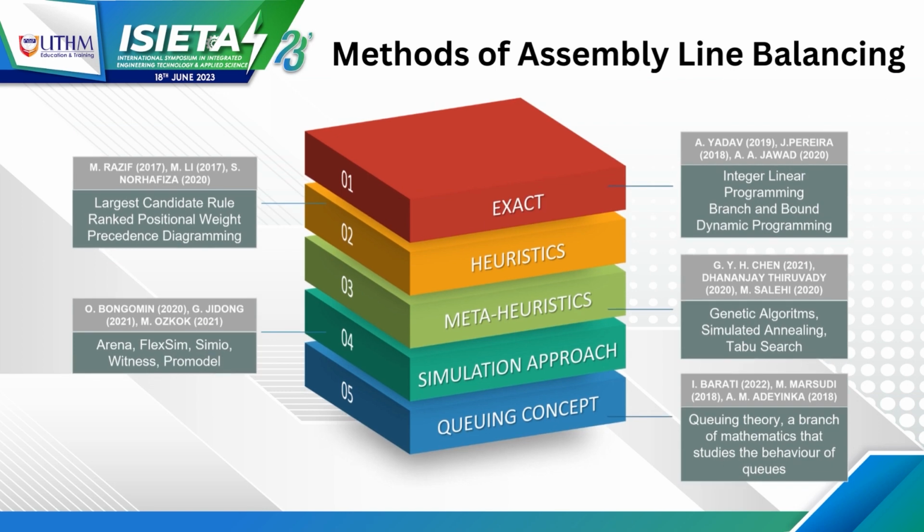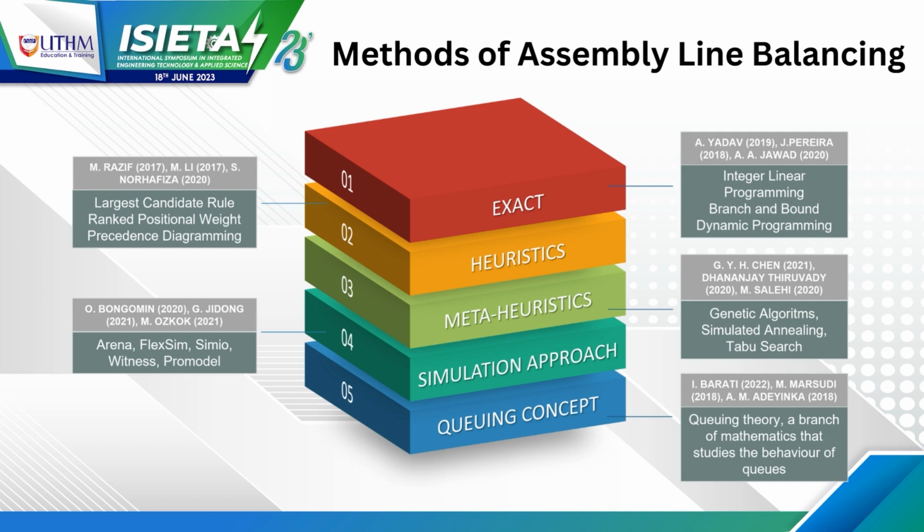There are several methods of assembly line balancing, which are exact method, heuristic method, meta-heuristic method, simulation approaches, and queuing concept method. So, the exact method refers to the mathematical approach with the help of which line balancing problems can be solved exactly and optimally. These methods are based on mathematical models representing the line balancing problem and are solved with algorithms that guarantee the optimal solution.